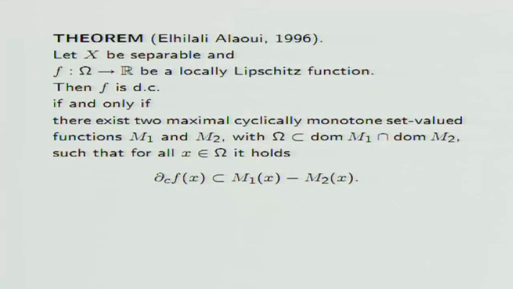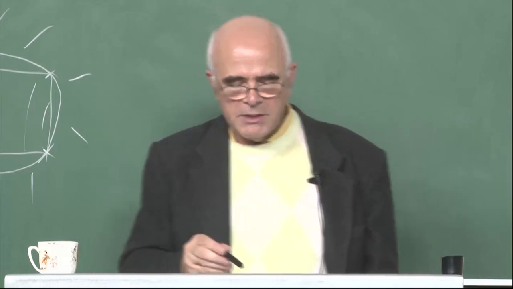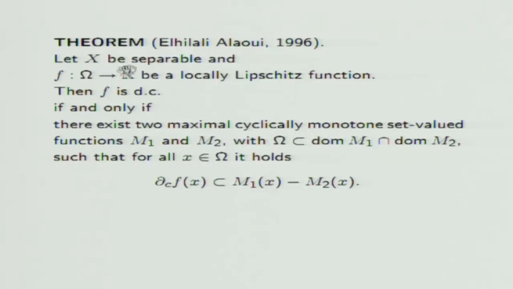And this is to be compared with a much older result obtained by El Hilali Alaoui a long time ago, in which DC functions are characterized in the set of locally Lipschitz functions using the Clarke generalized gradient. One needs the space to be separable, and the characterization is this one. F is DC if and only if the Clarke gradient is contained in the algebraic difference, the Minkowski difference, of two maximal cyclically monotone mappings which contain omega, the domain of the function, in their domains.